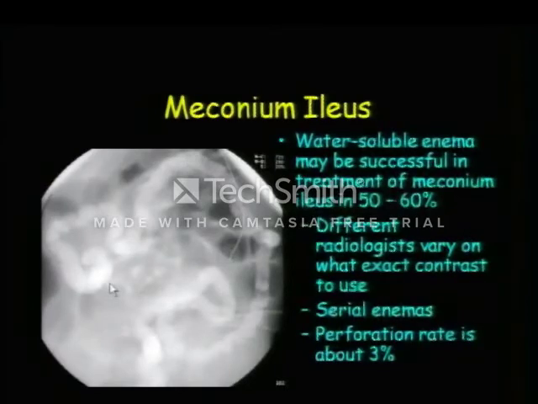Now, in these patients, an enema can help. In about half of the patients, if you can just get some water-soluble contrast around the meconium, you can sort of lubricate it up and crack it up so it'll pass. And that can be very helpful. You may have to do several of these enemas to get this to happen. But the only alternative they have is going to surgery, where the surgeon will either try to milk the meconium forward into the colon or may end up having to resect bowel. The perforation rate is about 3%.